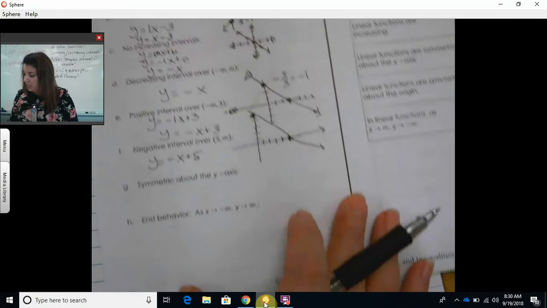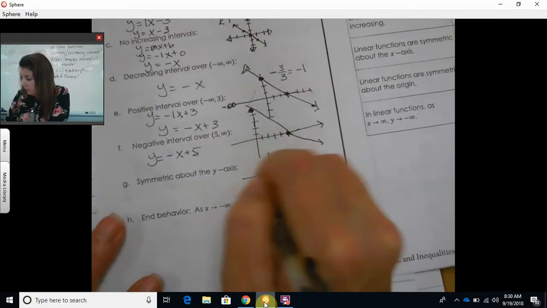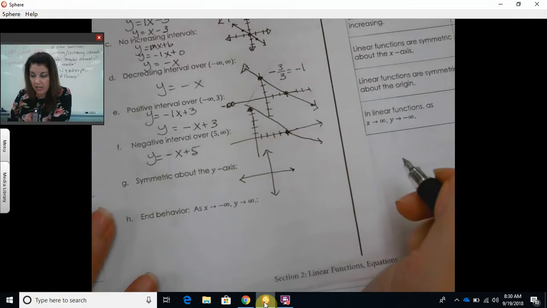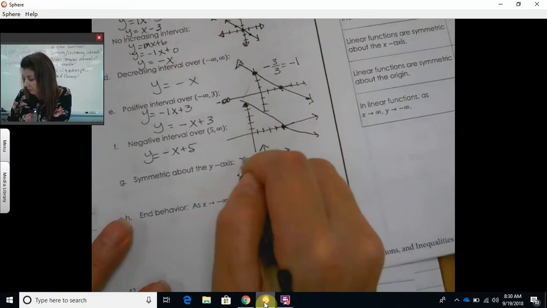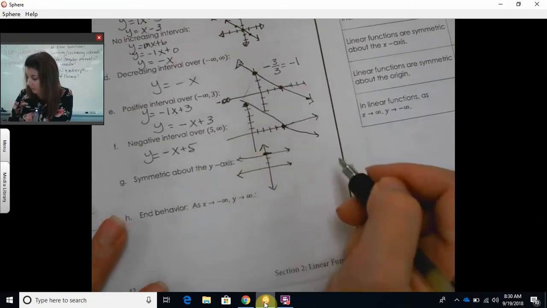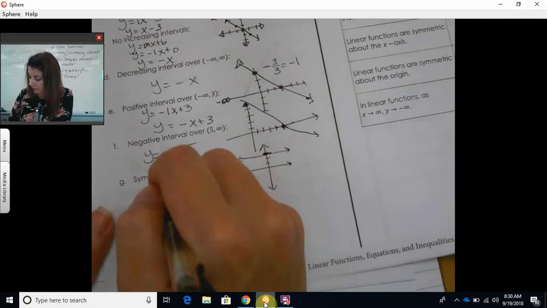Alright. Symmetric about the y-axis. So we know if it's symmetric about the y-axis, basically that's going to be any horizontal line. And I'll just go ahead and have it cross at positive 3 again. So what would that equation be? y equals 3.